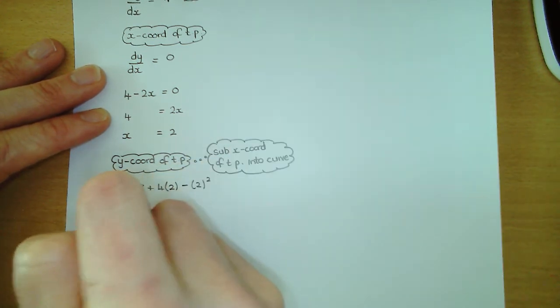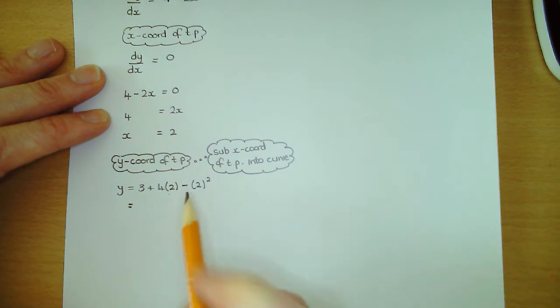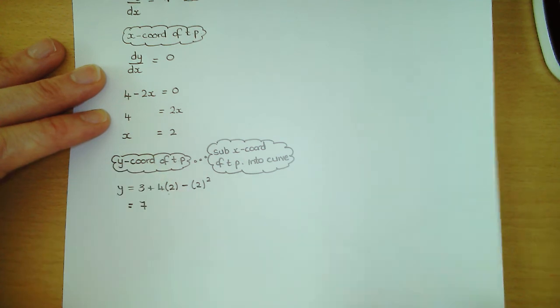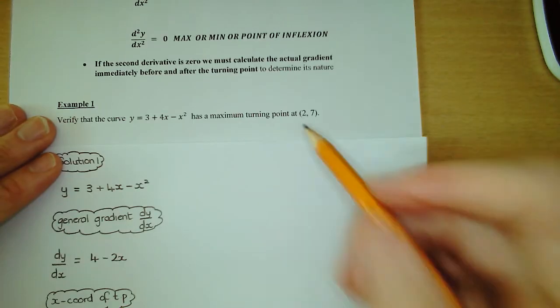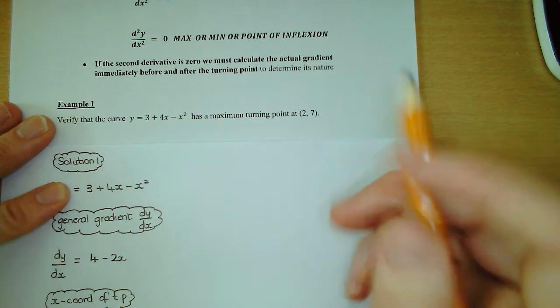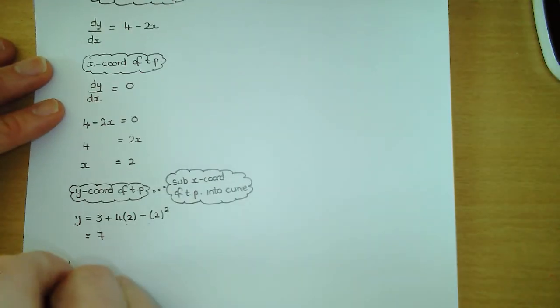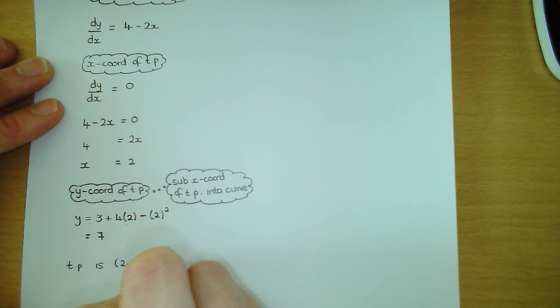Okay, so let's tidy it up. We've got 3 plus 8 minus 4. And that's going to give us 7. And again, makes perfect sense, because if we go back to the question, we had to show the turning point was 2, 7. So we've just done that. So turning point is 2, 7 as required.